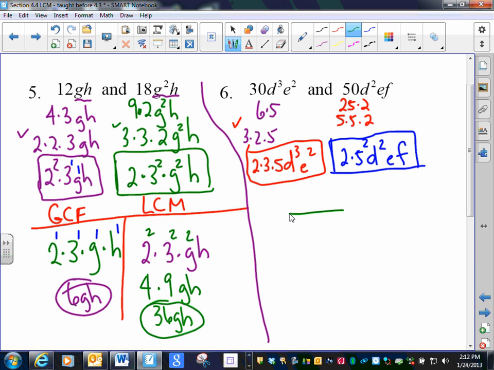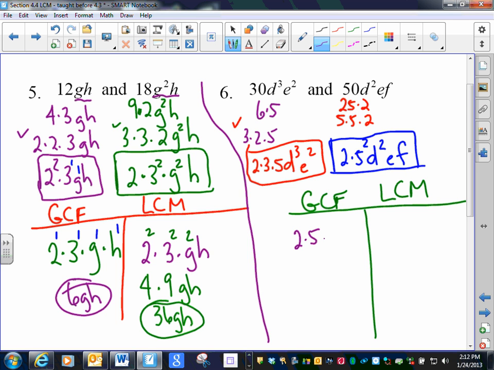All right, T-chart. GCF, LCM. Look at your bases. For the GCF, they've got to be in both boxes. I see a 2 and a 5 and a D and an E. The 3 is only in one and the F is only in one. I'm going back to pick up my variables. 2. First power, first power. It's to the first power. 5, first power, second power. Take the lowest for the GCF.